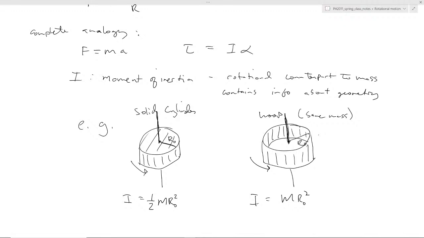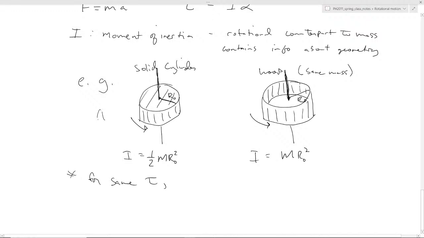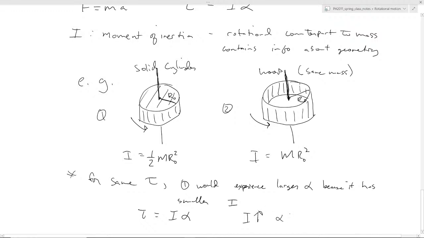Now, what this tells you is that for the same torque, the solid one is going to experience a larger angular acceleration than the hoop, because the solid one has a smaller moment of inertia. So in other words, for the same torque, because recall the torque is I alpha, if I were to get bigger, alpha would get smaller and vice versa.